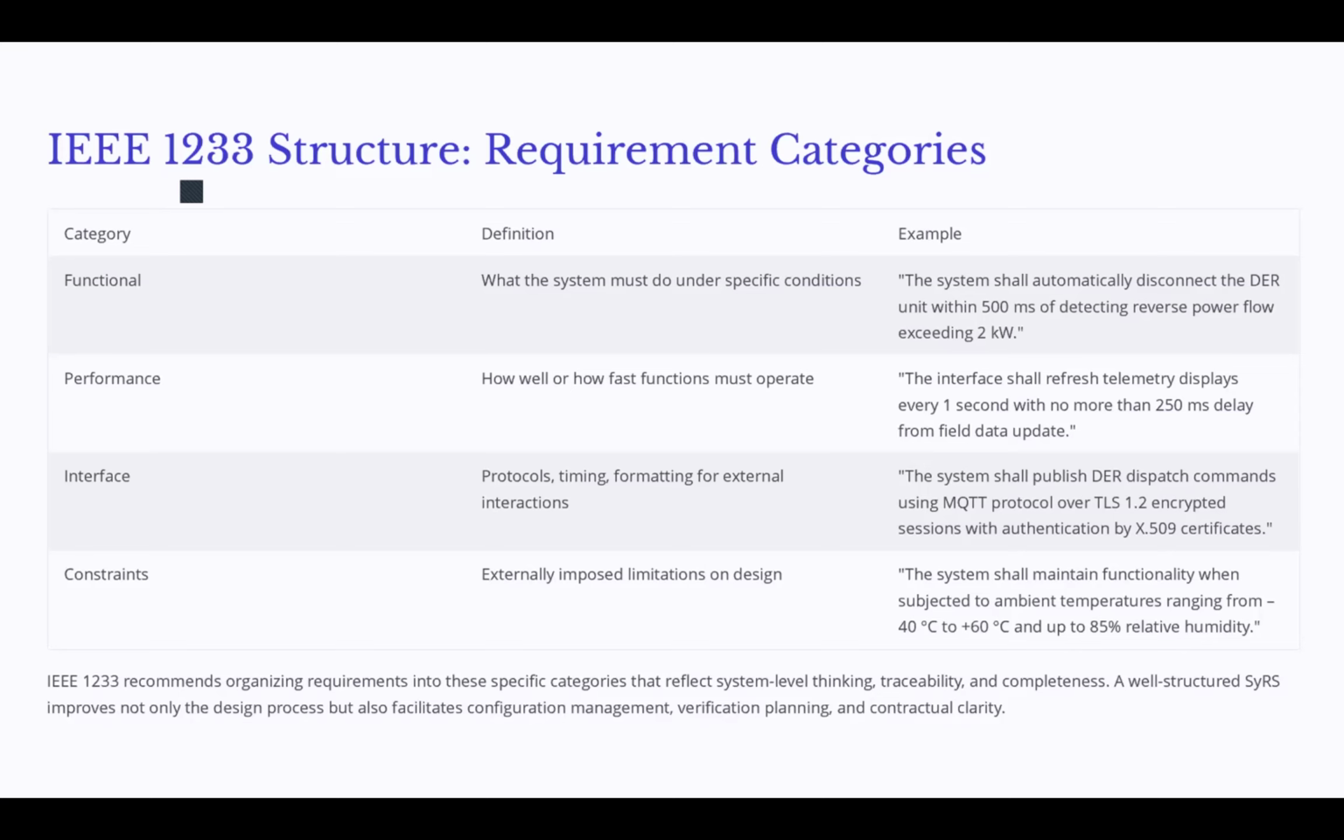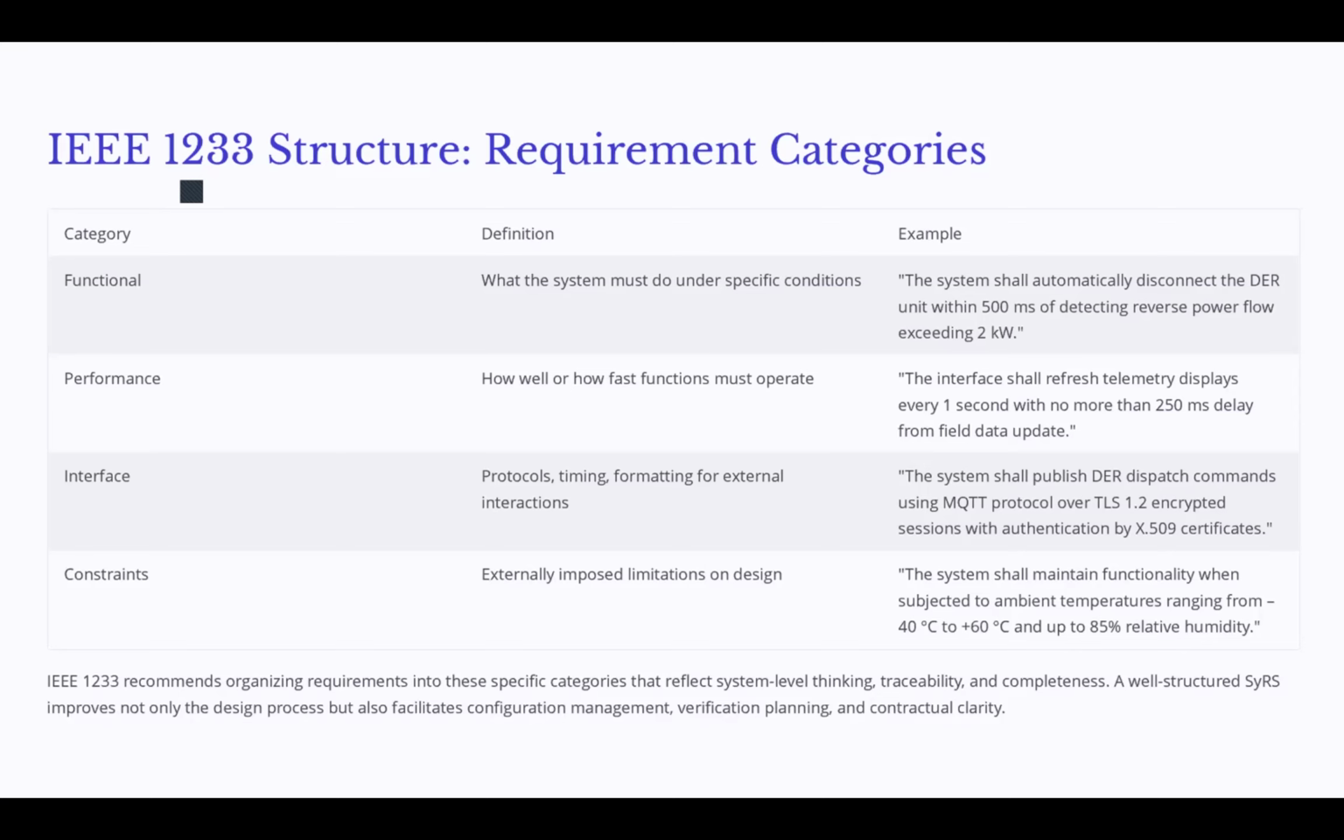The next category is the performance requirement. It tells us how fast, how accurate, or how reliable the system works. For example, we could say the interface shall refresh telemetry displays every 1 second with no more than a 250 millisecond delay from field data update. So we define the quality of the performance of our system.